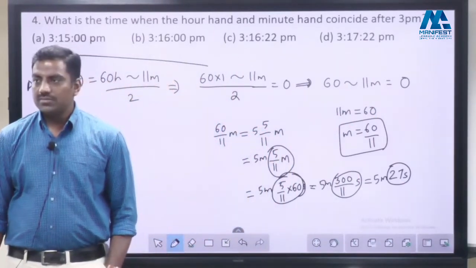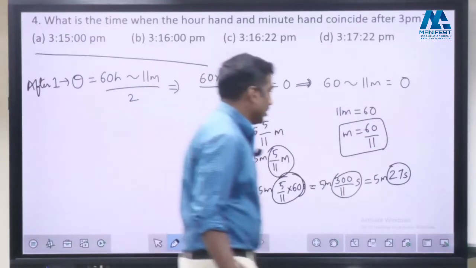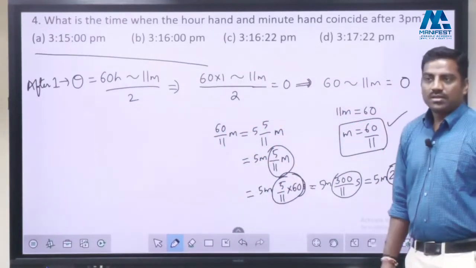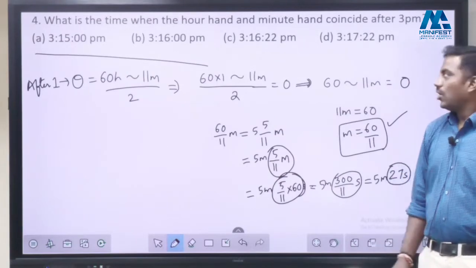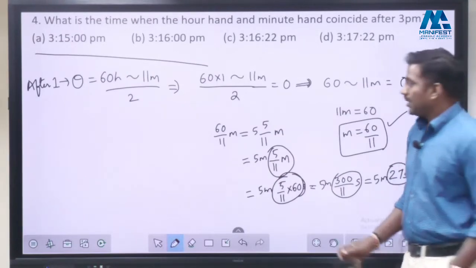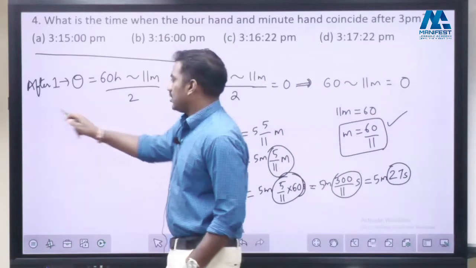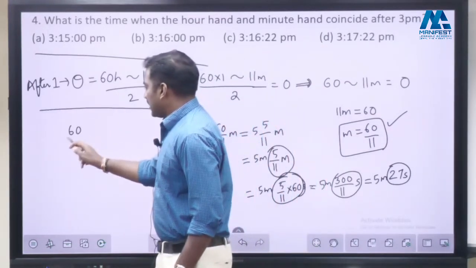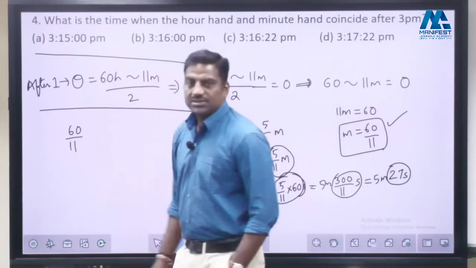Got it? Now tell me, this 60 by 11 is our hope, or this is that time. Yeah, I'll come to this question later. Now, this 60 by 11 is a magical fraction for us.